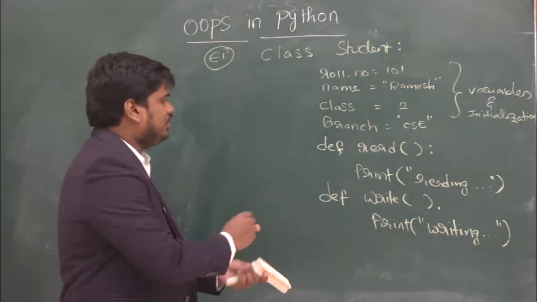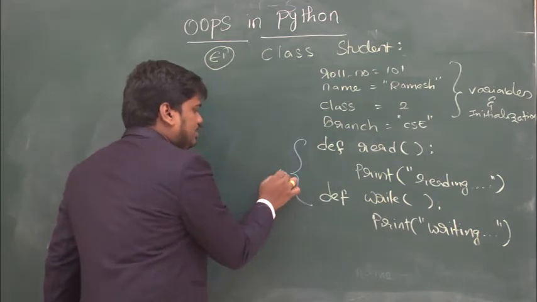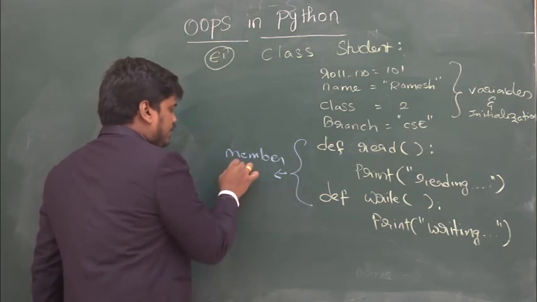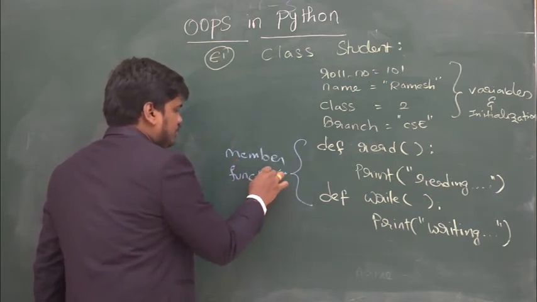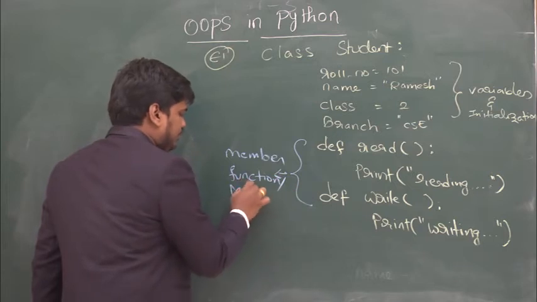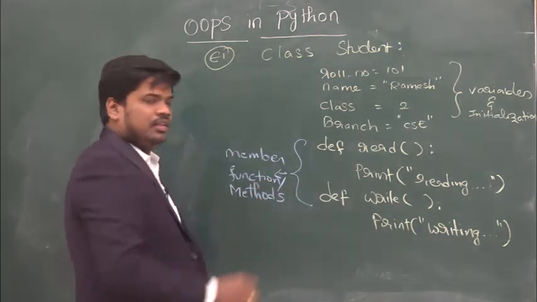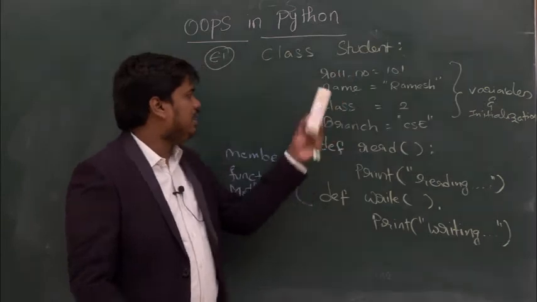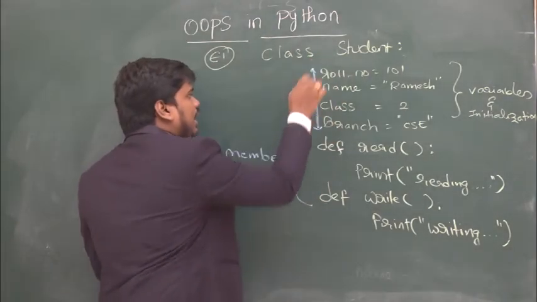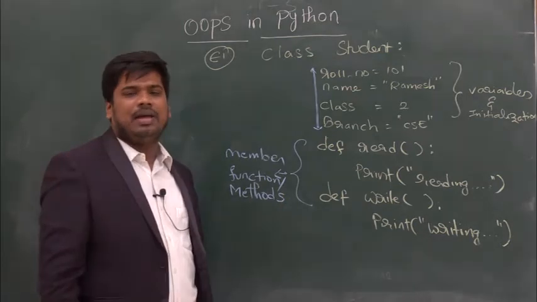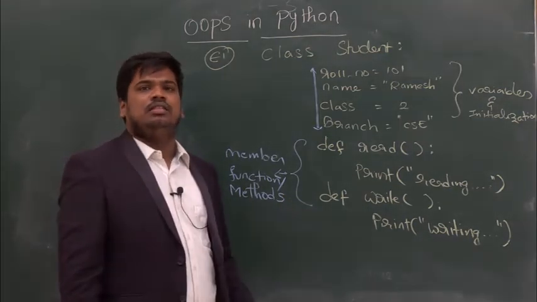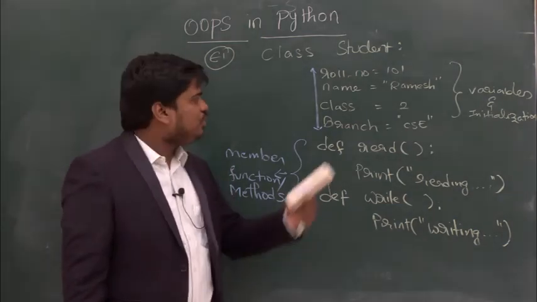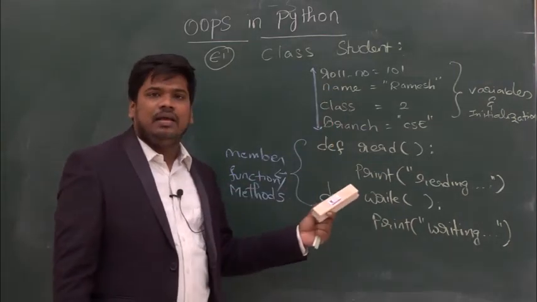All these things, these two functions, are known as member functions or methods. Earlier I told you that a class consists of variables, and I have written the variables, and a class consists of methods, and here I have the methods. So I am done with writing that class. A class is nothing but a blueprint. Now we have to access these variables and methods.